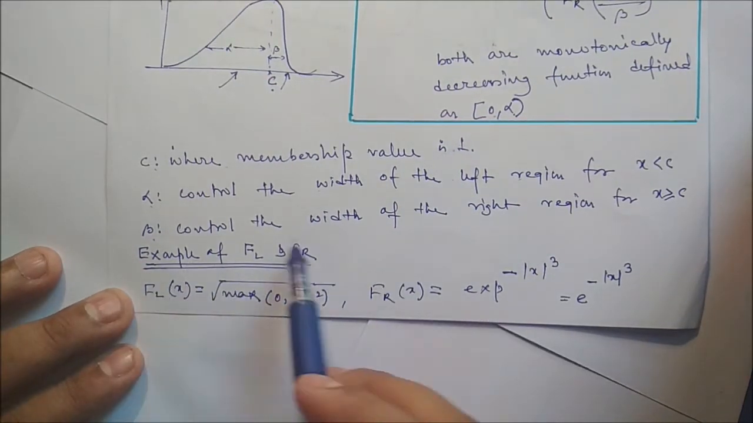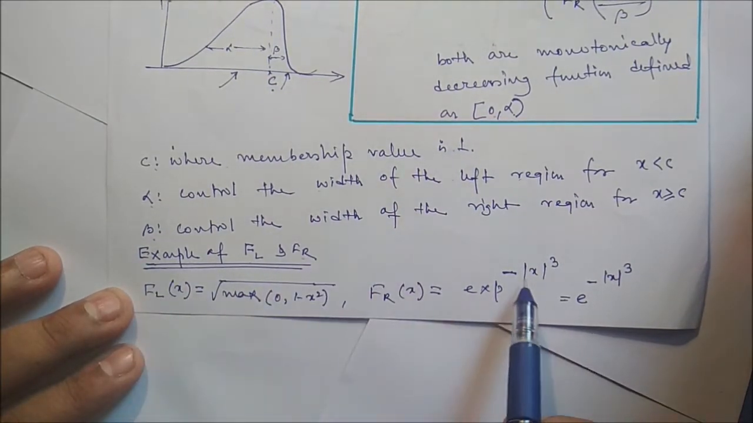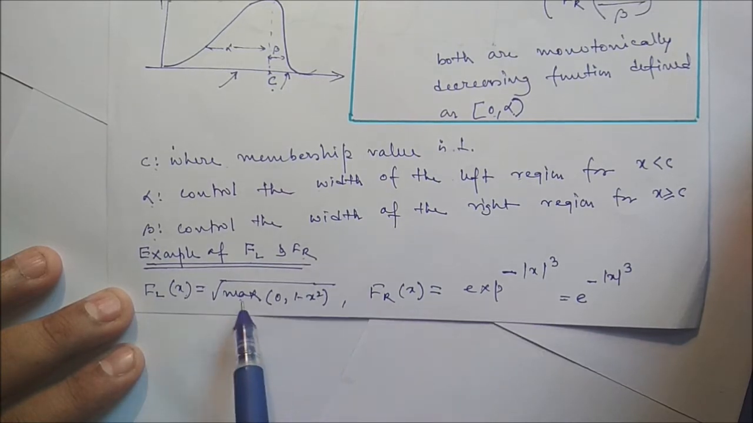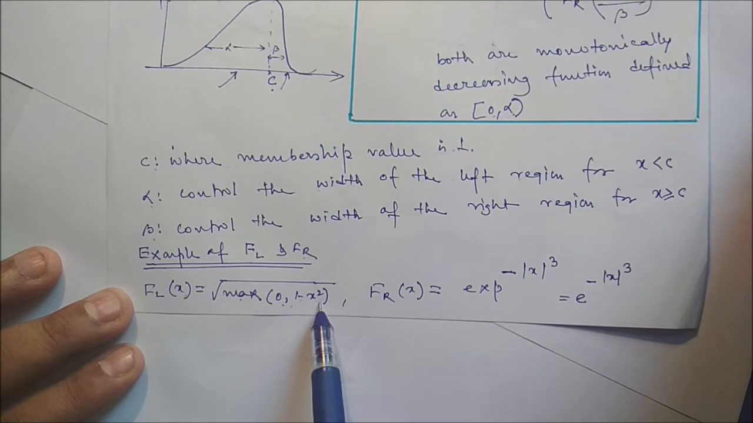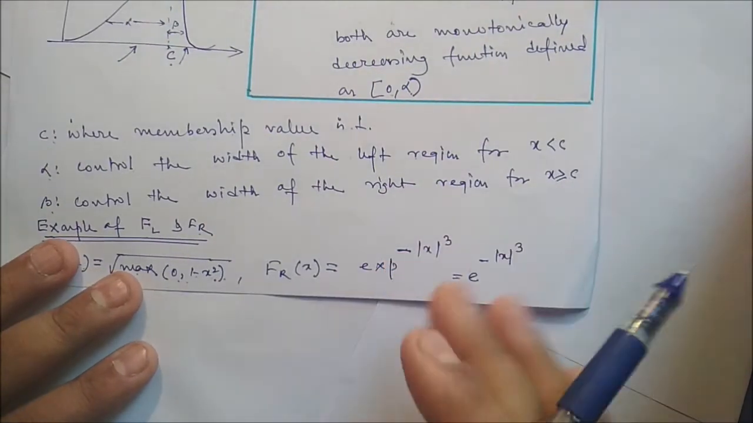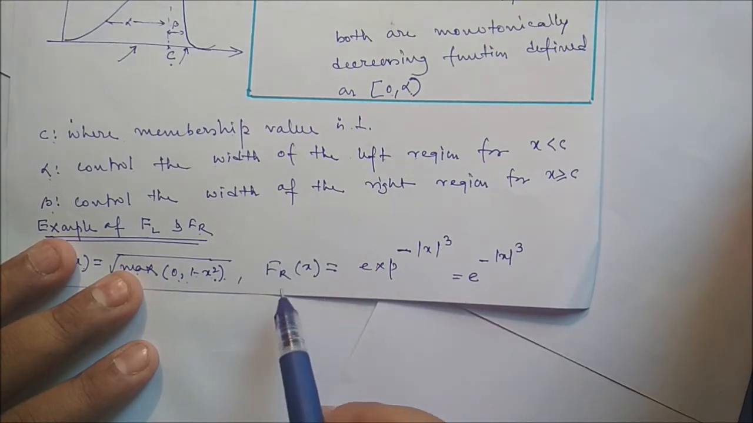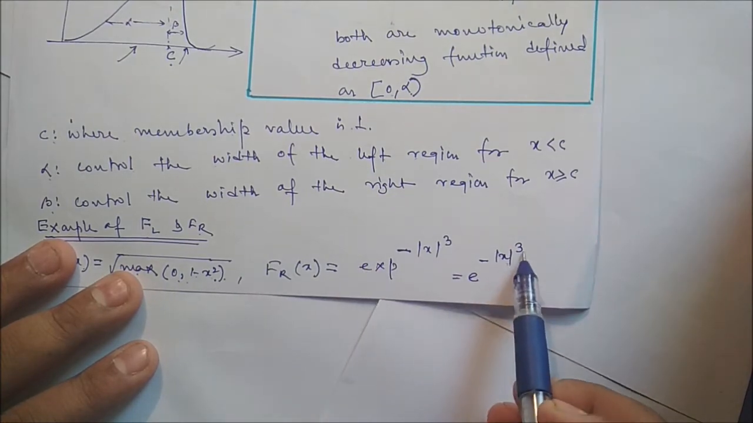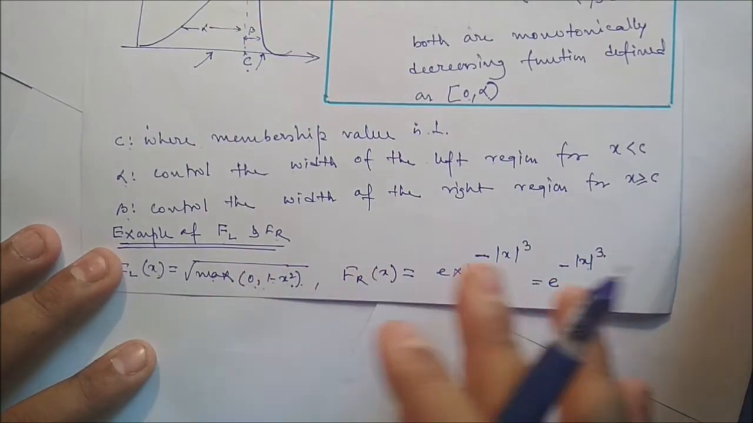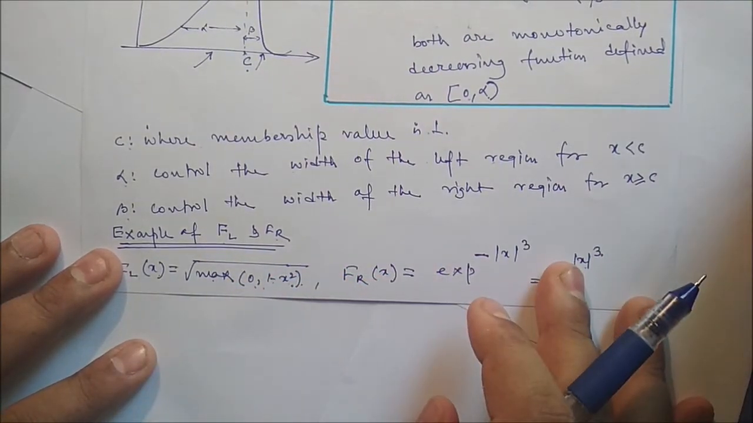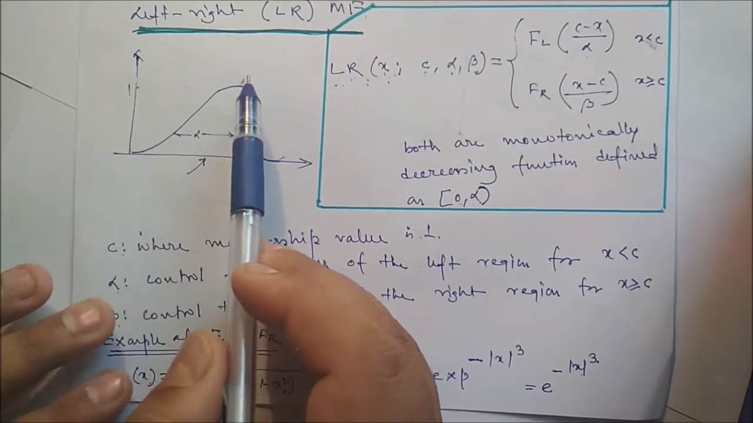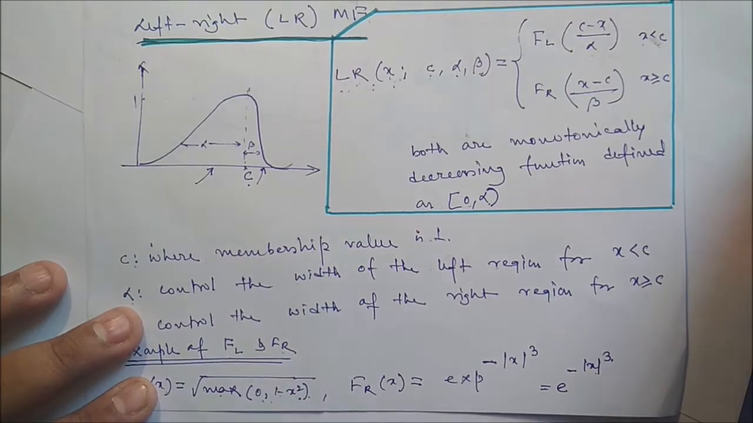For example, we may use FL and FR this way. We may implement FL of x as the square root of max of 0 and 1 minus x squared. We use this particular formula to represent the left part, and to represent the right part we can use e to the power minus x to the power 3. Okay, in this way we can get the left right membership function, where according to our requirement we can modify the left part and the right part.